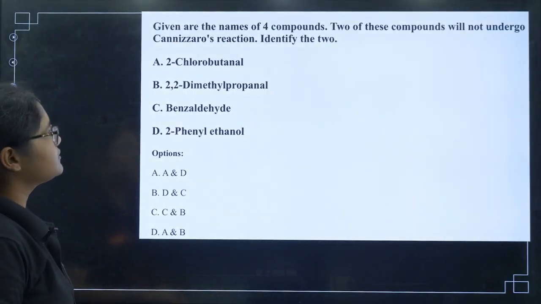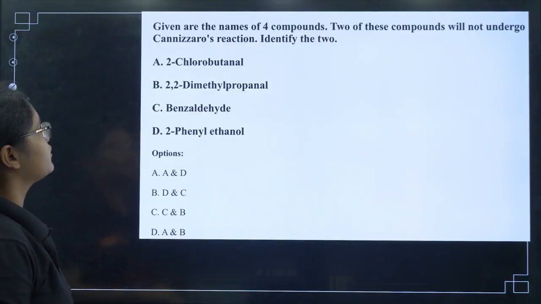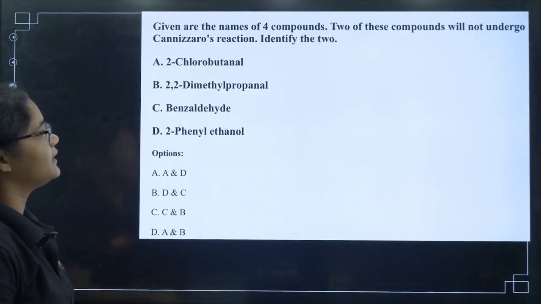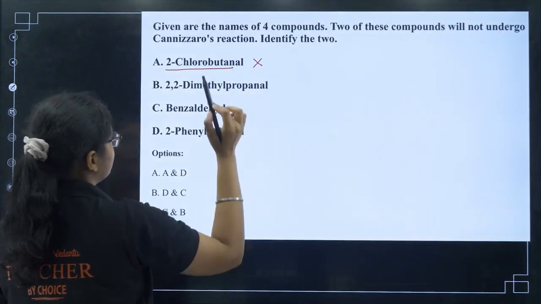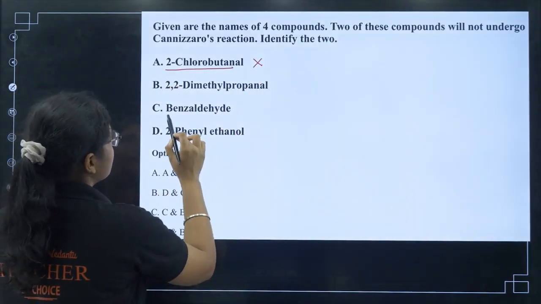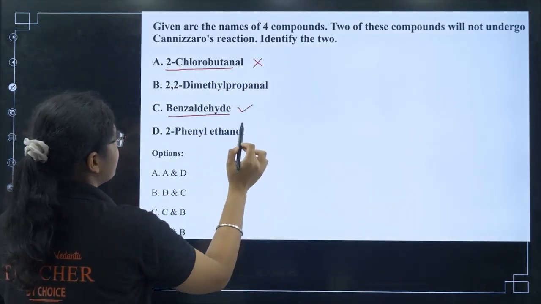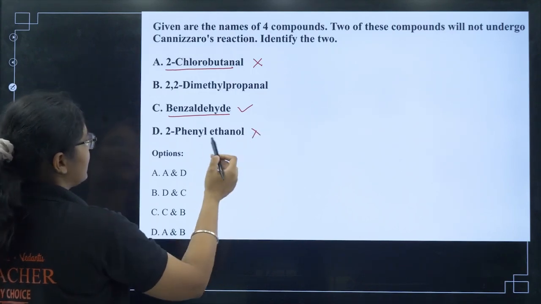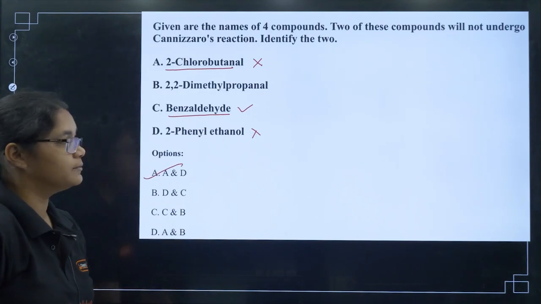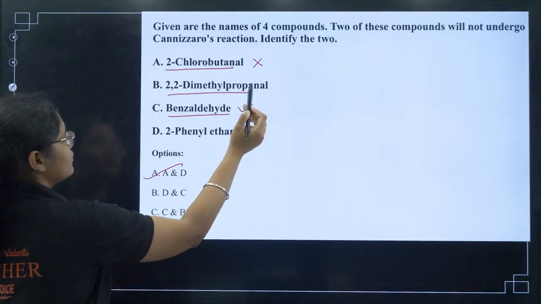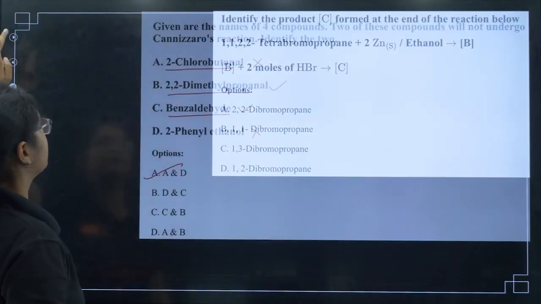Next, given are the names of 4 compounds. 2 of these compounds will not undergo Cannizzaro reaction. Identify the 2 which will not undergo. So here we have alpha hydrogen, so it will not undergo. Then benzaldehyde will undergo. 2-phenyl ethanol will not undergo because it is an alcohol. So A and D, that is option number A. Here also we have no alpha hydrogen, so this one will also undergo.